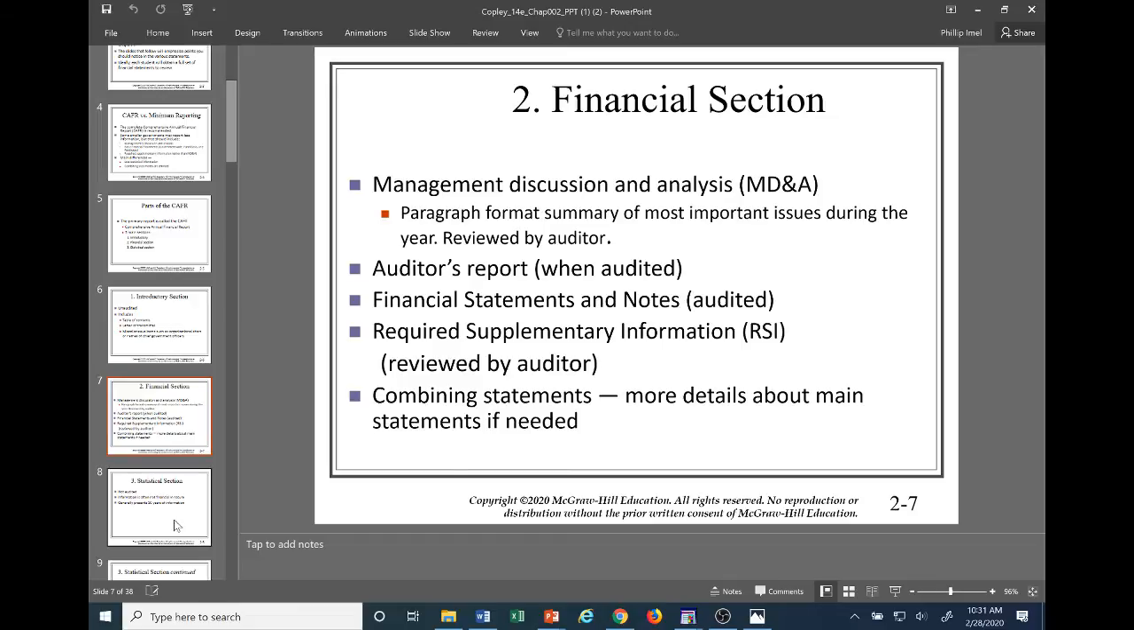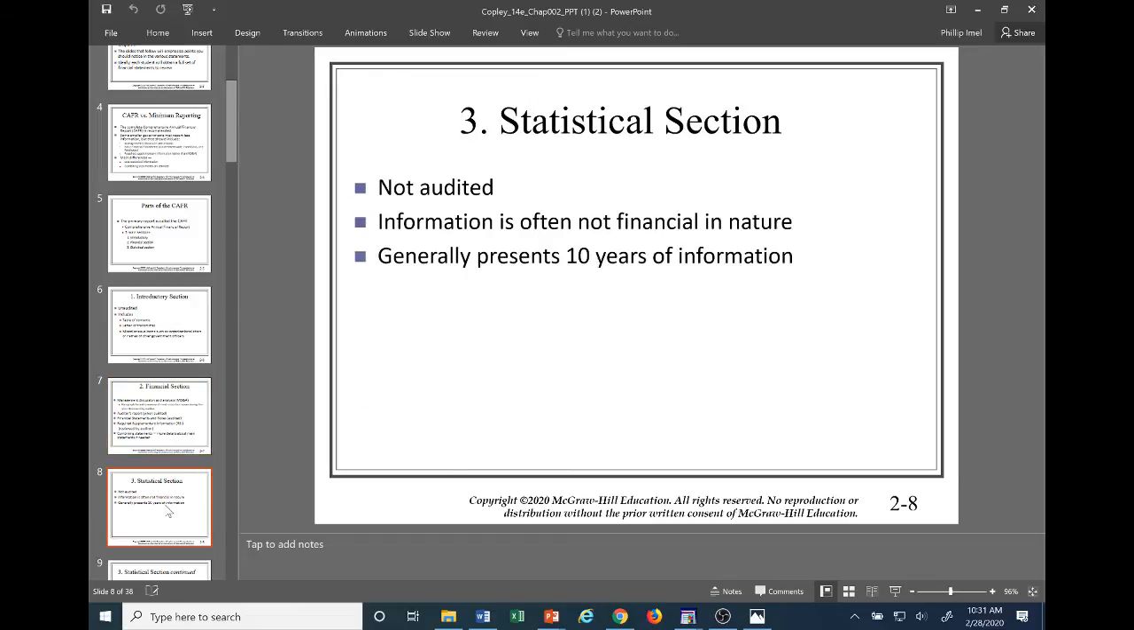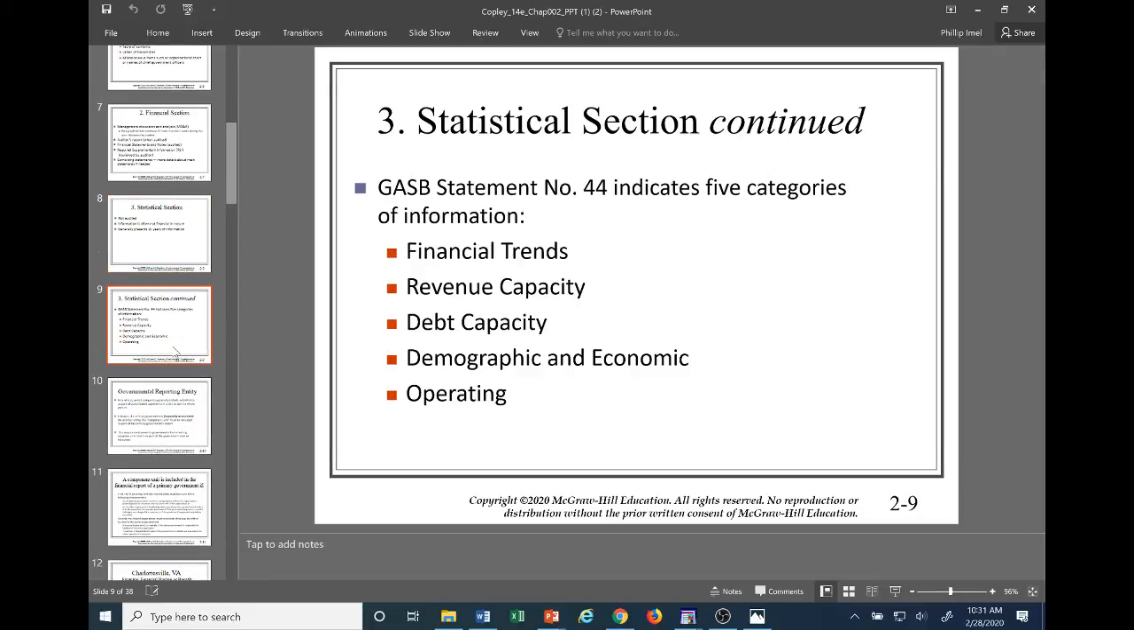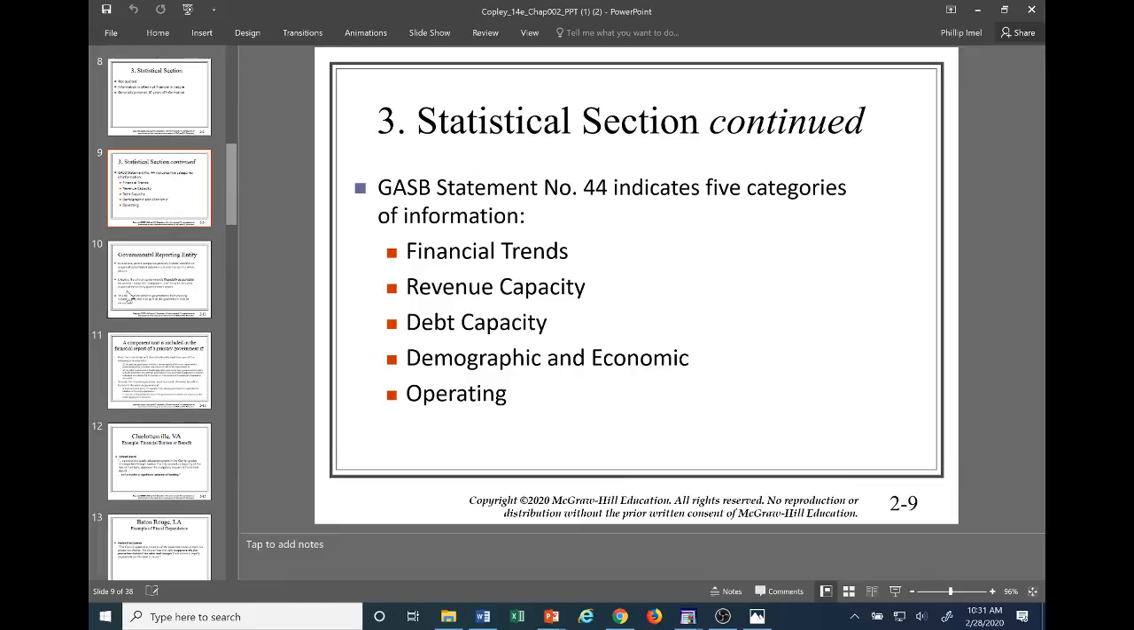That's all that is. And then obviously the statistical section, not audited. Information is not financial in nature, and it presents like 10 years of information. So it gives you different stuff that can be useful for governmental purposes. Some examples: debt capacity, demographic and economic stuff. We all know what demographics is. It's just the makeup of a community and stuff of that sort.